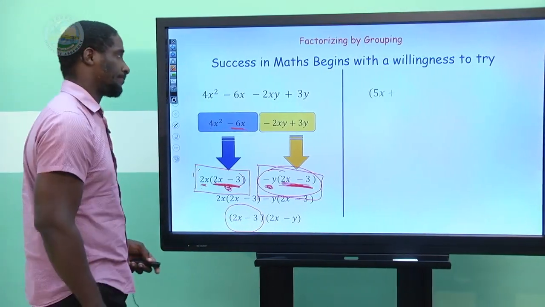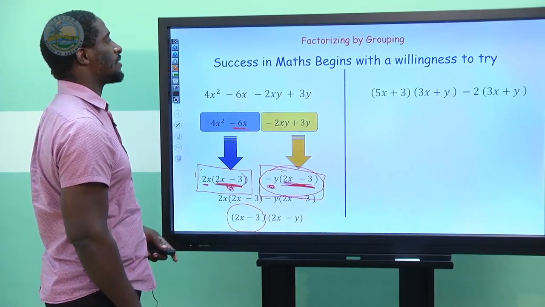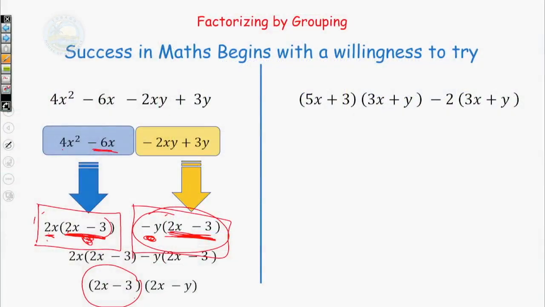Look at another one. It's 5x plus 3 multiplied by 3x plus y, minus 2 multiplied by 3x plus y. This seems to be a little different from what we were trying. Is it? Now look here. I want you to look here for me.